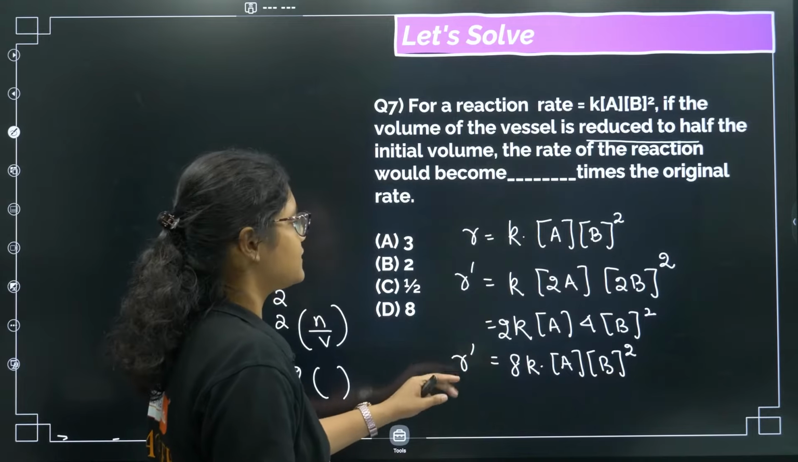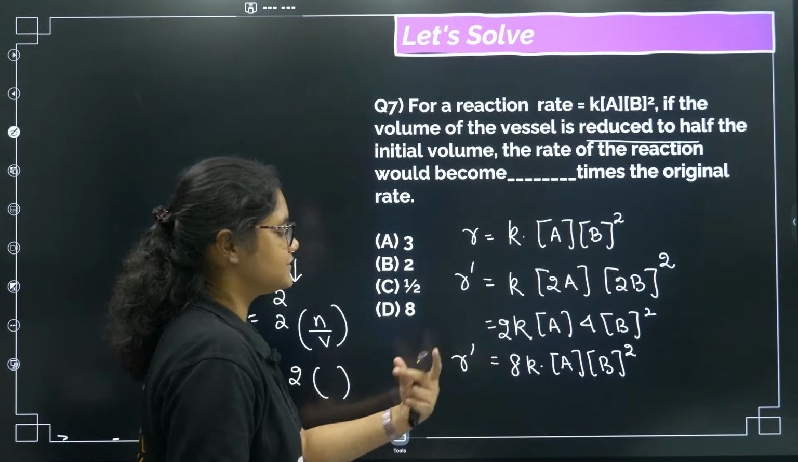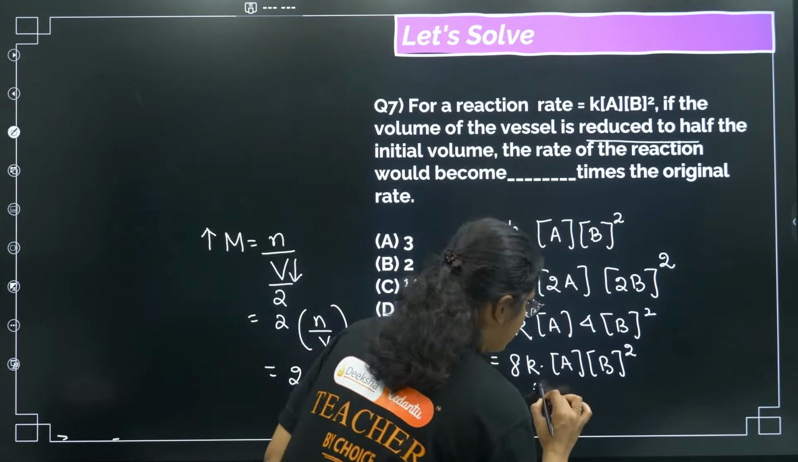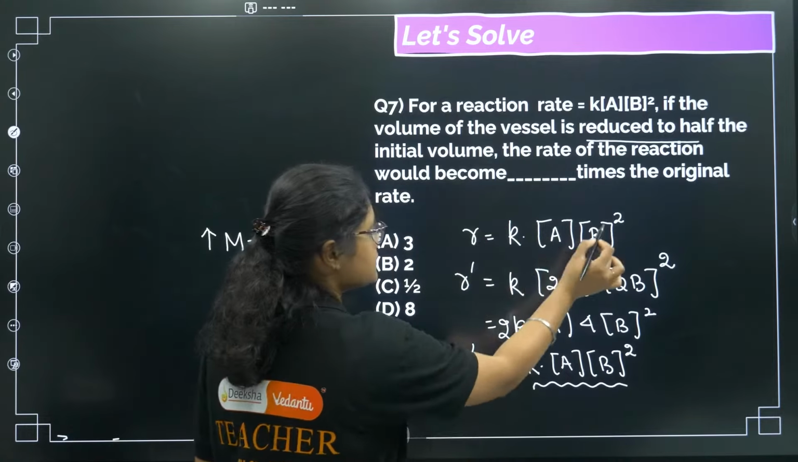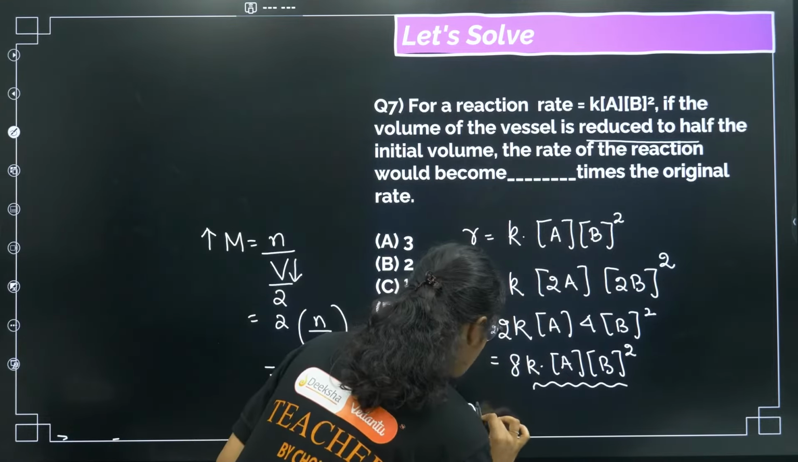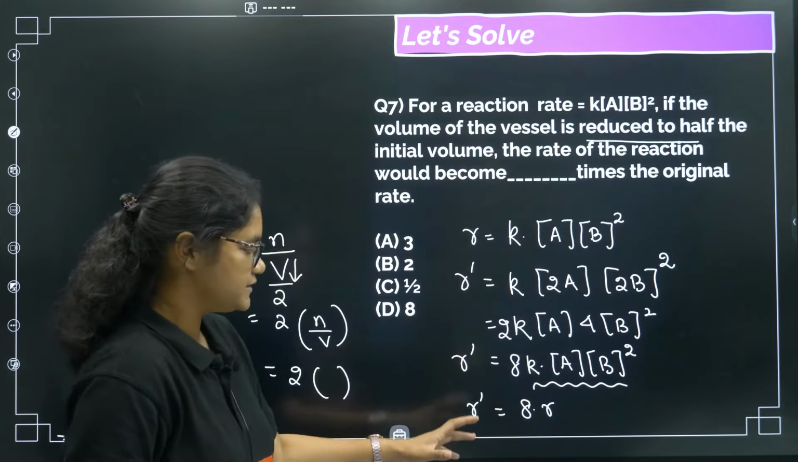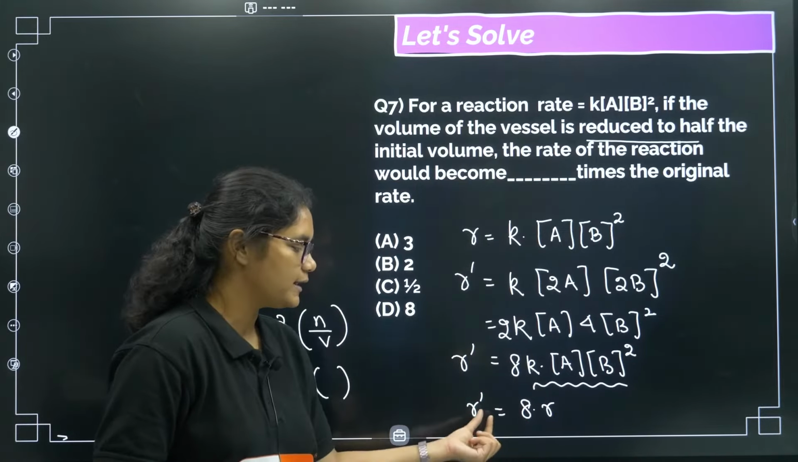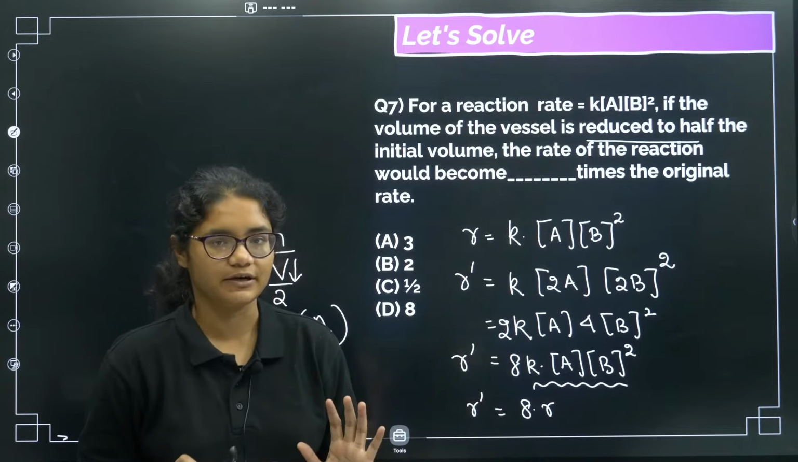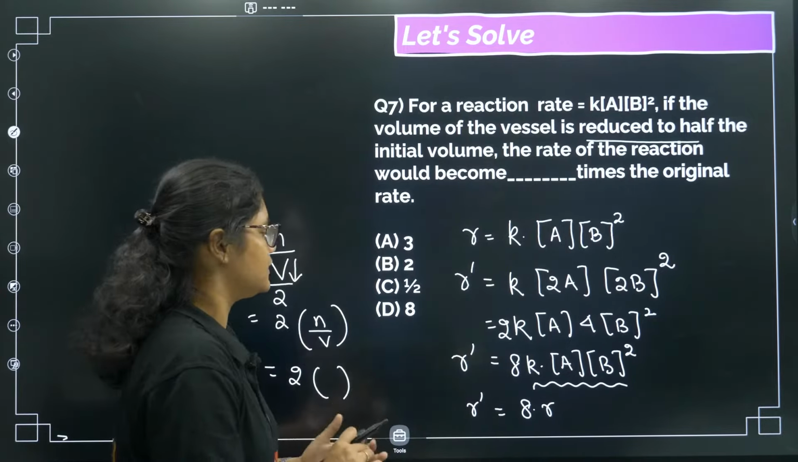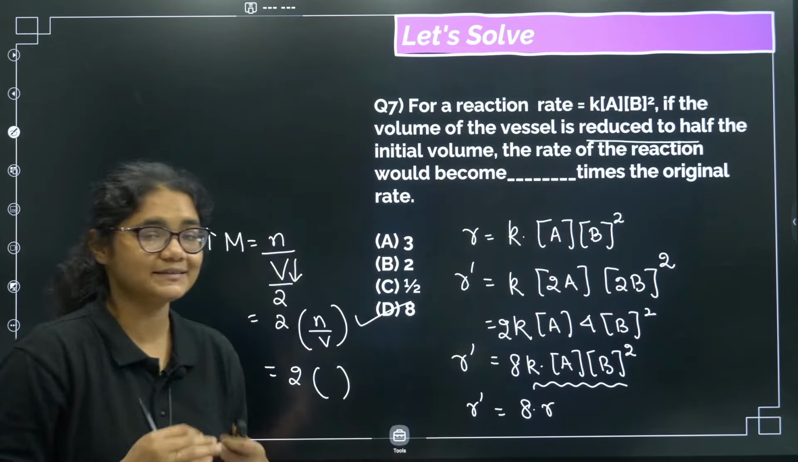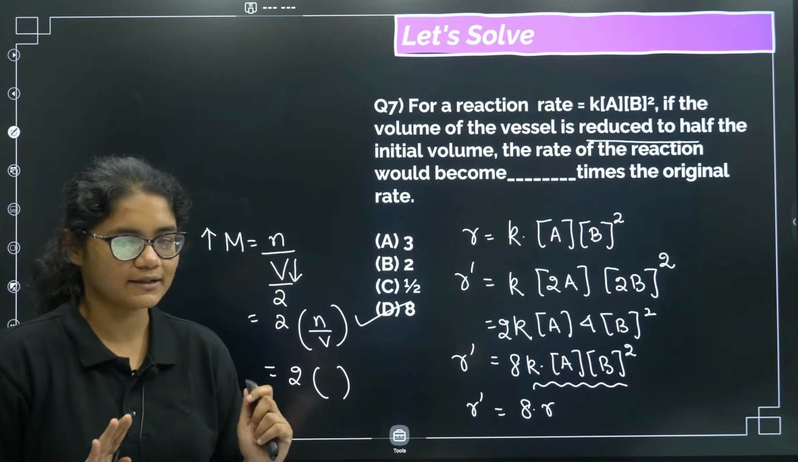Okay, now they are asking how many times it has increased. So now if you see, what is this K A B square? This is your initial rate, right? So I can write R dash is equal to 8R. So when you are changing the concentration, the new rate has become 8 times the initial rate. Okay, so the answer here will be option D, that is 8 times. I hope you are getting this one.